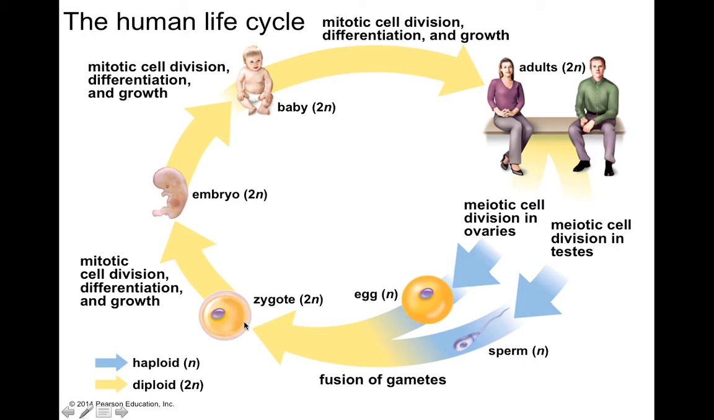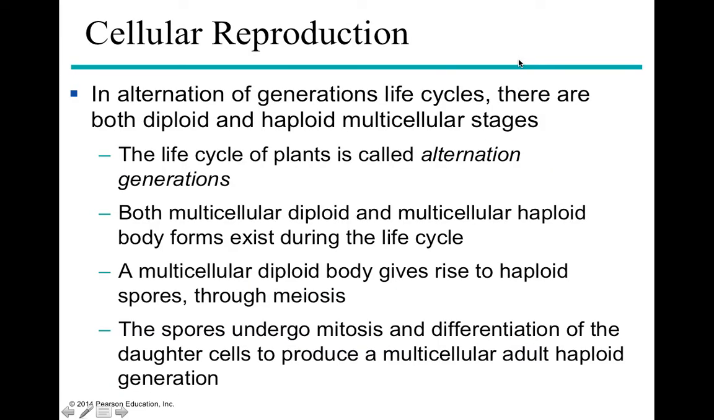But I digress. So we go from the zygote stage, where we are fusing an egg and a sperm, the haploid gametes, into a diploid zygote. Then that zygote undergoes mitosis, development, differentiation, and growth until it enters the adult phase, whereby it undergoes meiosis again. So that's the human life cycle.